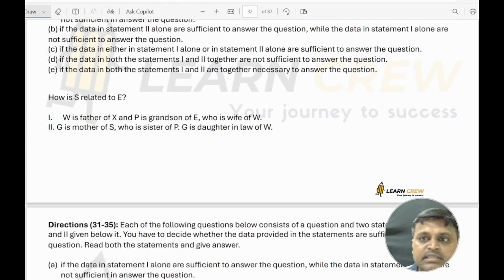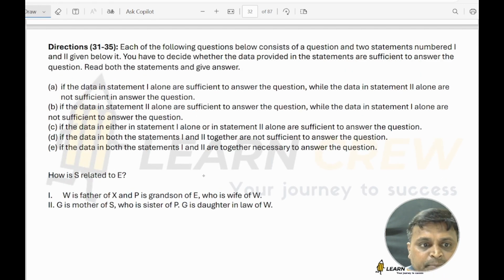Next, the questions in reasoning based on data sufficiency. How is S related to E is the question. Is only one statement enough, or only two enough, or both required, or none of them useful to answer? You have to check. W is the father of X.